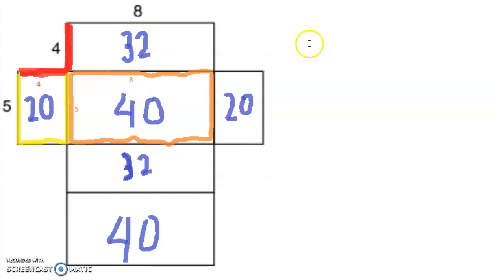So let's go ahead and add those up, see what we get. 40 plus 40 gives us 80, plus 20 gives us 40, plus 32 gives us 64. You add those up, you get 184, and it would be, they didn't tell us if it's inches or whatever, so it's just going to be units squared. Okay, and that should summarize it for now.